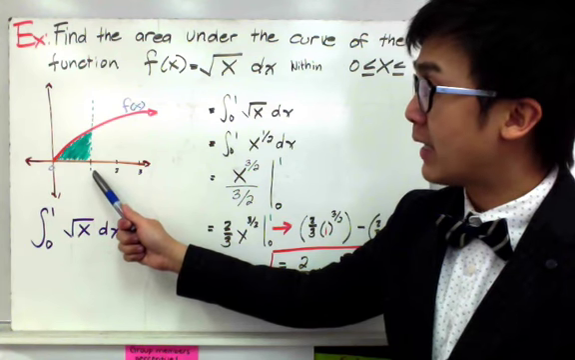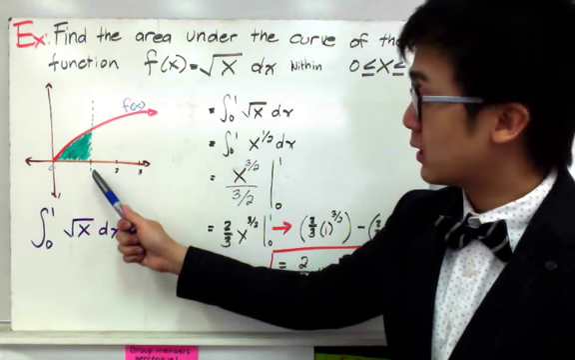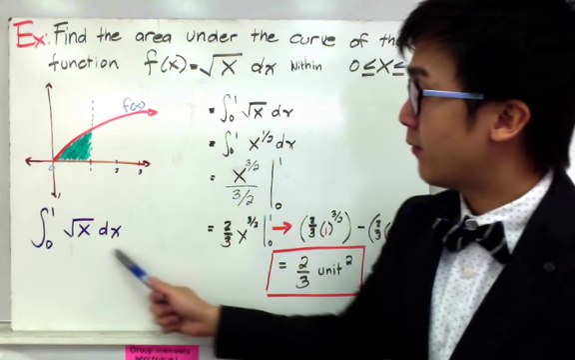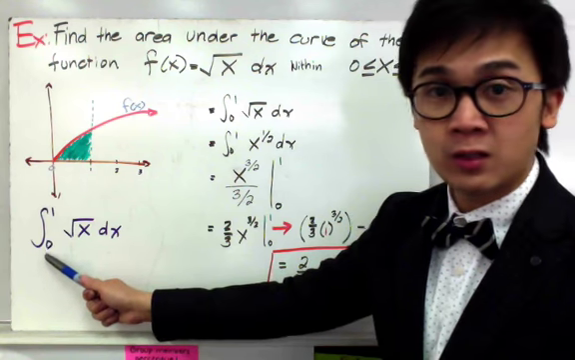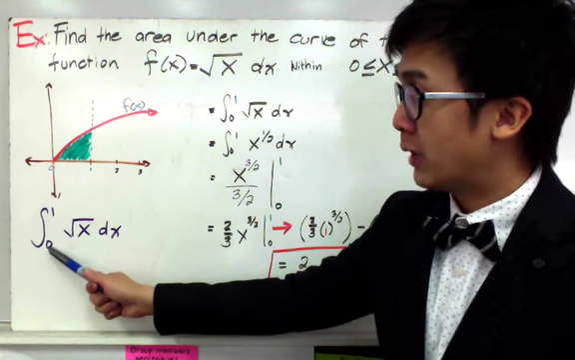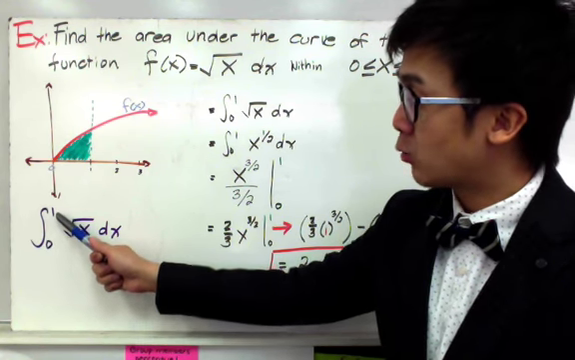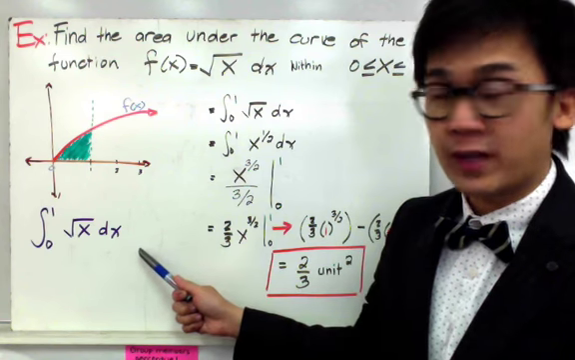And to do that, gagamitan natin siya ng integration. Now, ito yung magiging function nyo for definite integral. So, ito yung limit nyo from 0 through 1. Lower limit is 0 at higher limit is 1. At ito yung function nyo, square root of x dx.